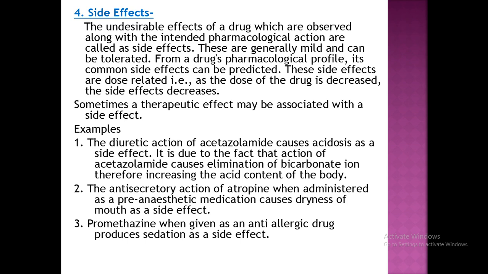Then the fourth type is side effects. The undesirable effects of a drug which are observed along with the intended pharmacological action are called side effects. These are generally mild and can be tolerated. So the patient is able to tolerate the side effects. From a drug's pharmacological profile, its common side effects can be predicted. These side effects are dose related, that is, as the dose of the drug is decreased, the side effects decrease. Sometimes a therapeutic effect may be associated with a side effect.